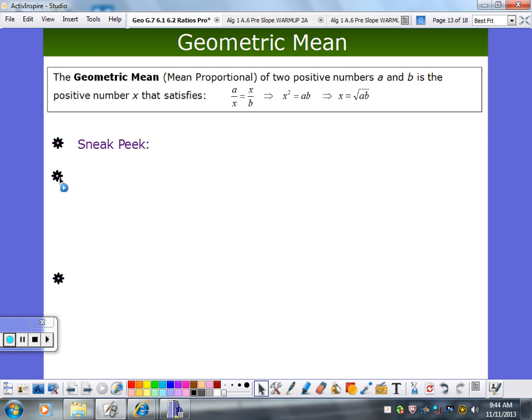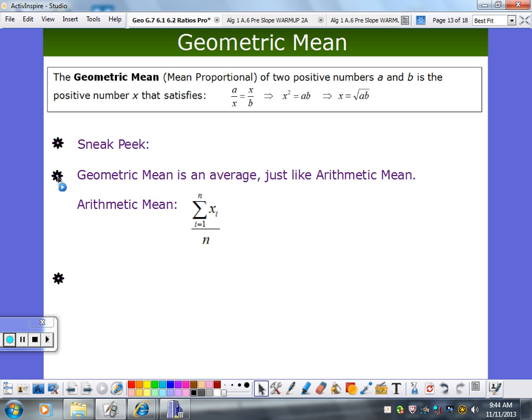I like doing this little sneak peek for my advanced students who want to go far in math. Remember arithmetic means? This says you take the sum as i goes from 1 to n of x sub i. So we're adding up n members of a data set and dividing by n. Add up n numbers, divide by n. We did this in algebra last year, right? Yes, she remembers.